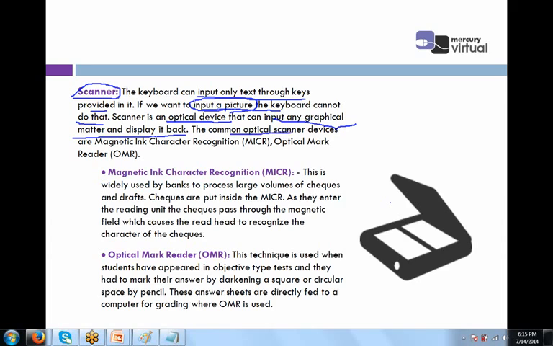The common optical scanner devices are MICR and optical mark reader. These are two categories of scanner. Basically there are different categories also, such as flat bed scanner, drum scanner, and so on, but these are the main categories. So I highlighted all the important points: a scanner inputs a picture, or any graphical matter, and displays it back.